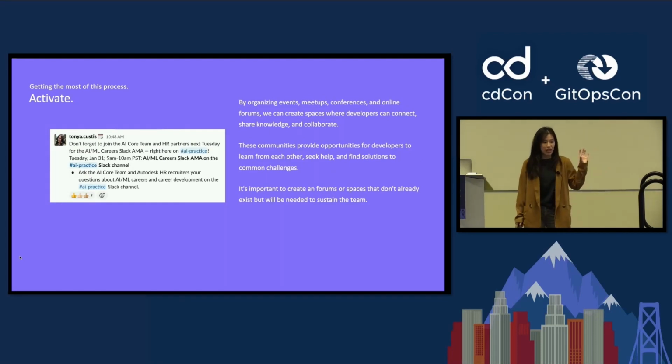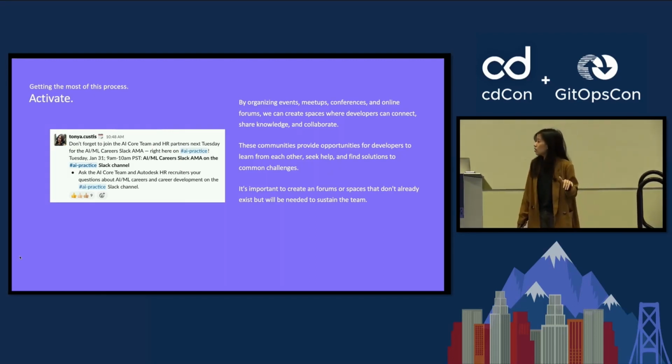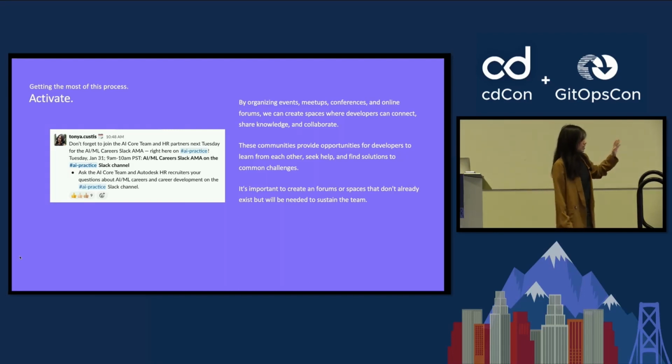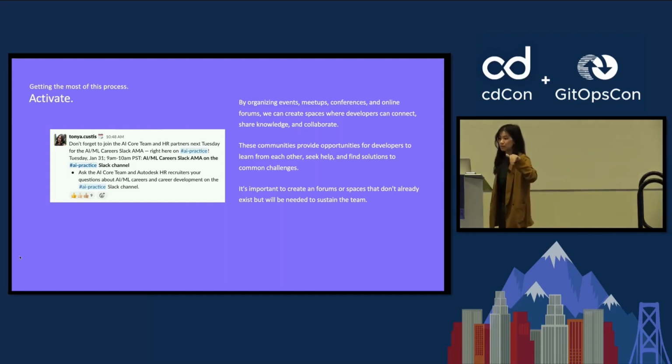And once you've identified what's being said, it's now time to activate. Activate the right communities to be able to engage with people. There's a variety of different ways that you can do that, but some ideas and some things that have been working well at my company at Autodesk is we've been organizing events, meetups, conferences, and even online forums so that developers can connect, share knowledge, and collaborate.